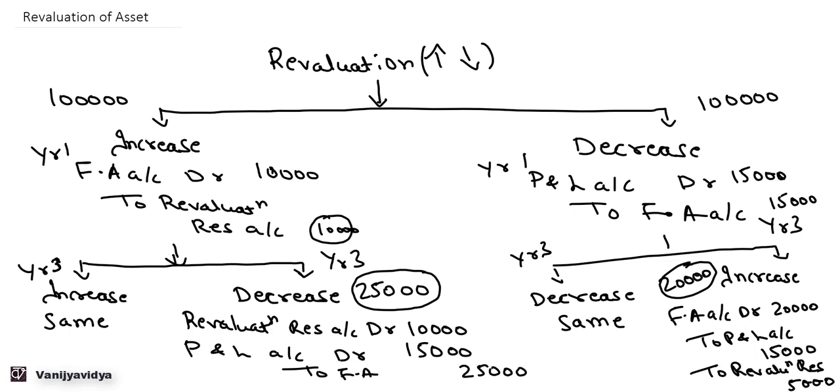Similarly, if there is a decrease initially and subsequently the value of the asset increases, then first we need to adjust it to profit and loss account to the extent for which it was debited earlier, and the balance needs to be taken to revaluation reserve or revaluation surplus.